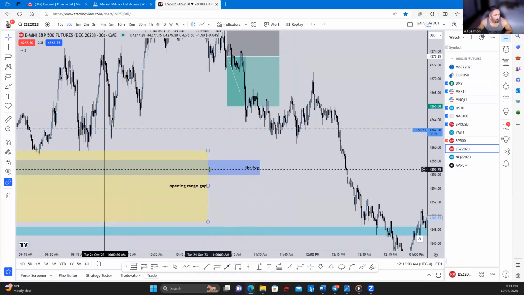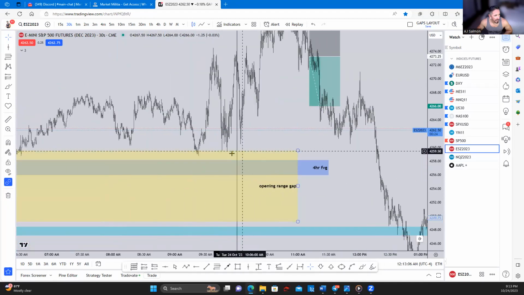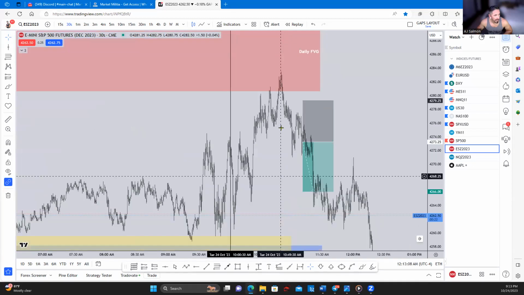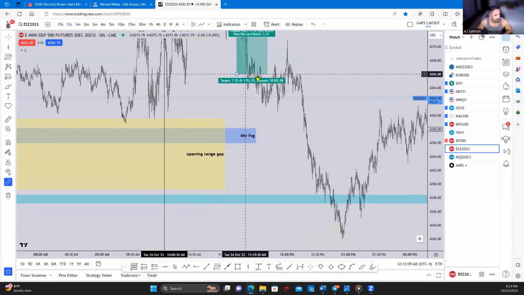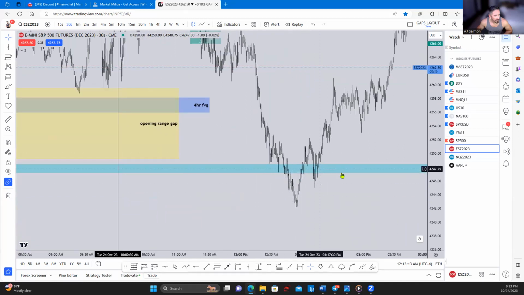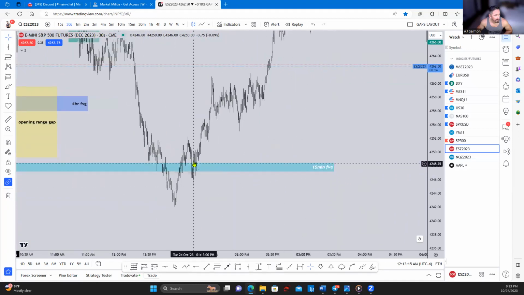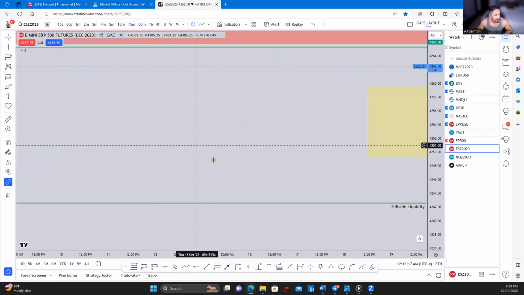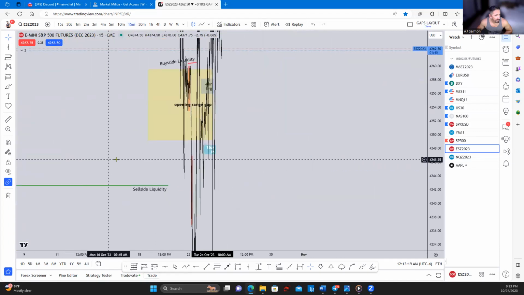But overall, we had the opening range gap as the draw on liquidity once we tapped into that daily fair value gap, which we well surpassed and dropped down into this 15-minute fair value gap that we kind of respected here.